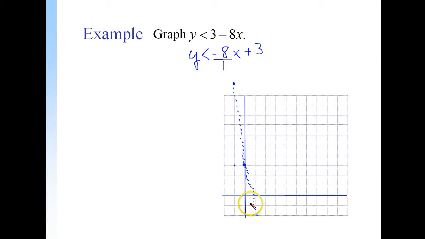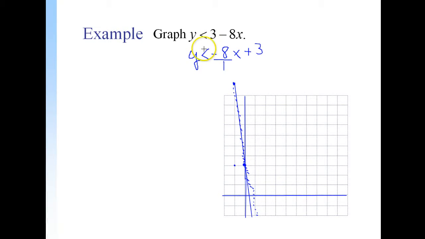So to help you, I'm going to put a solid line on top just to show you what's going on here. As I said, I didn't have my microphone on when I first did this. This is a lesson I've learned. Okay, so there's my solid line. Remember, it's dotted because it's only less than.